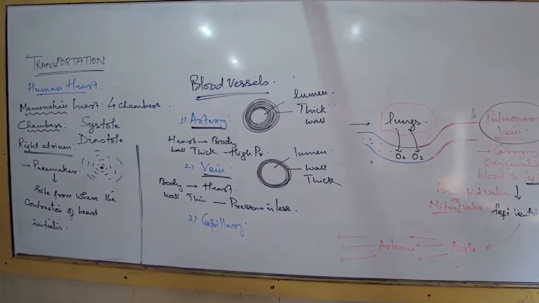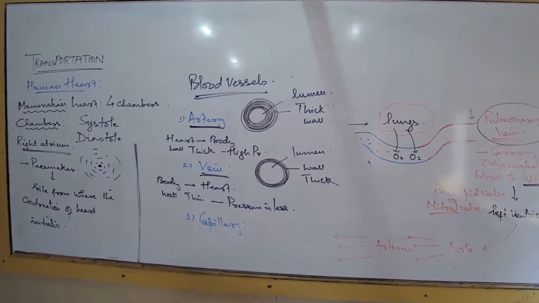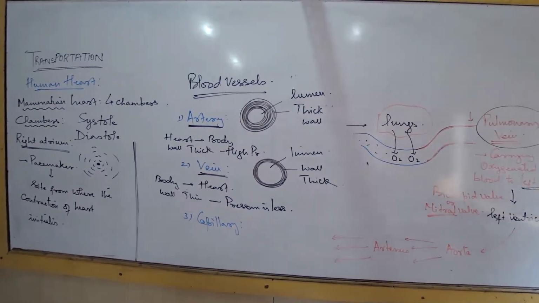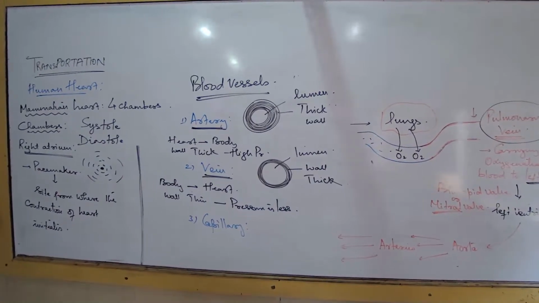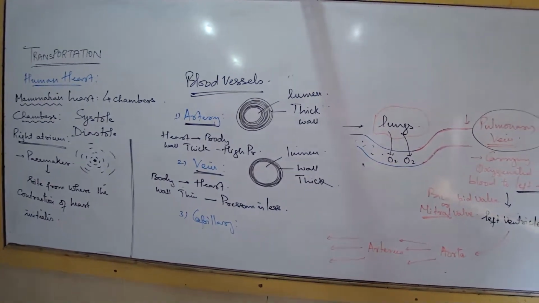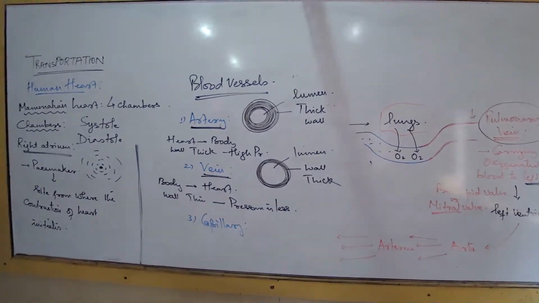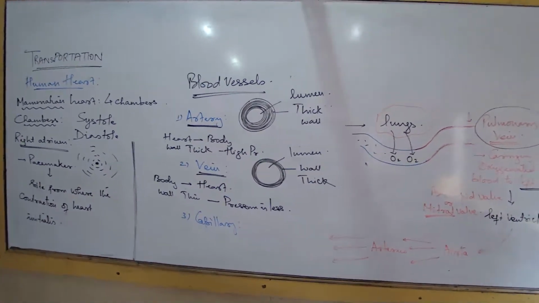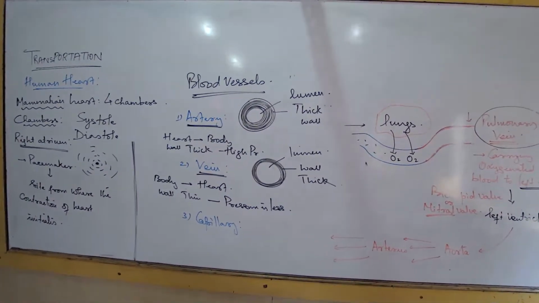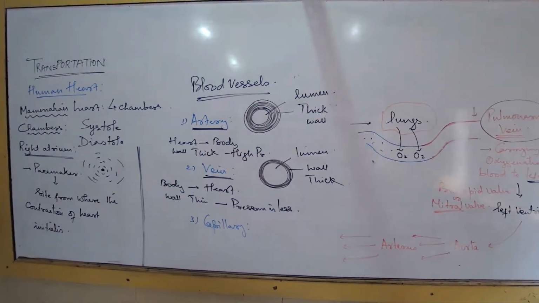Number 4. For artery, blood flows at a high pressure. On the other side, in veins, blood flows at a low pressure.